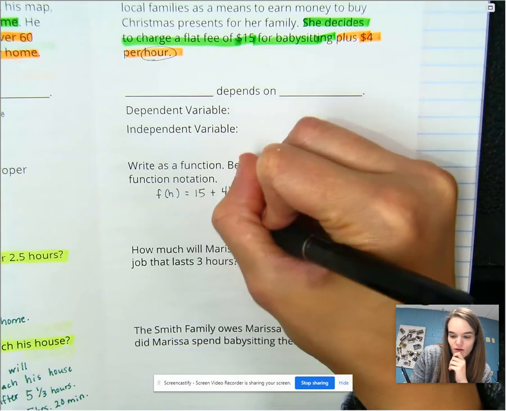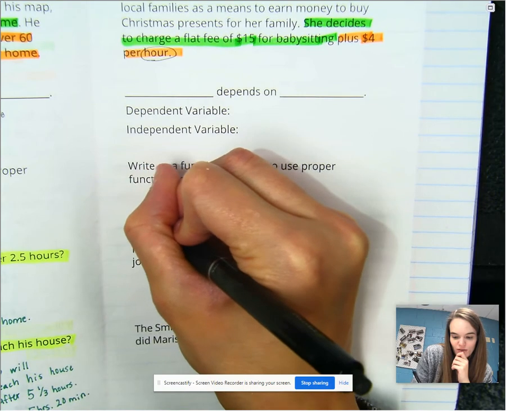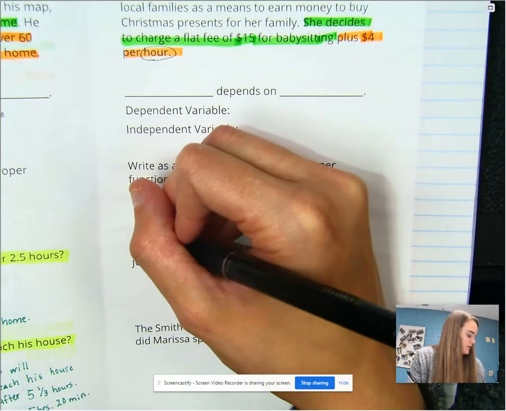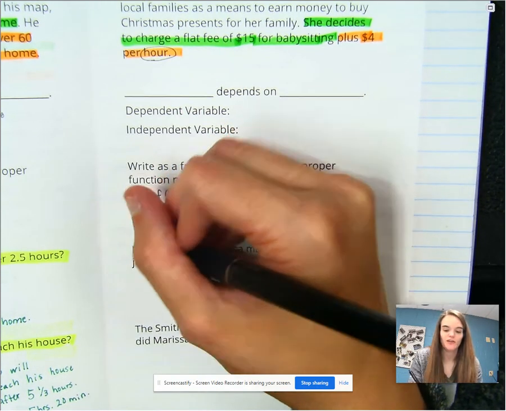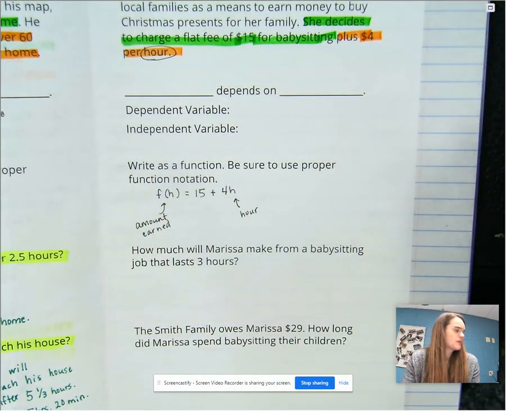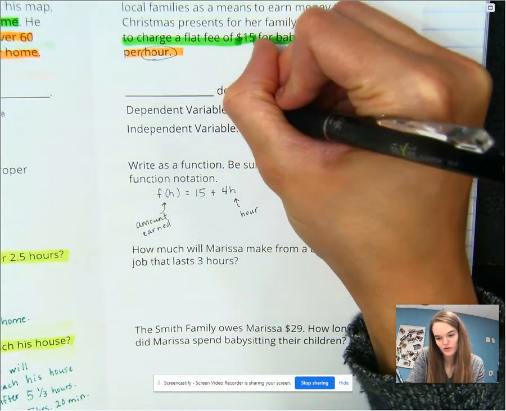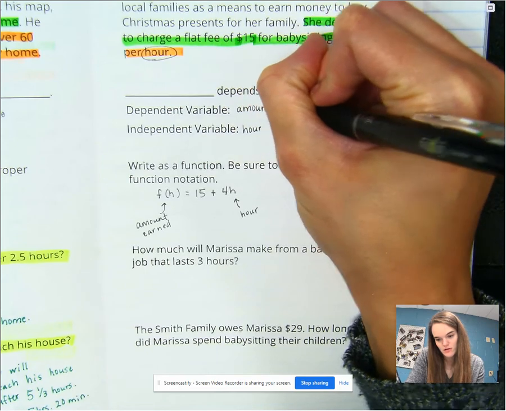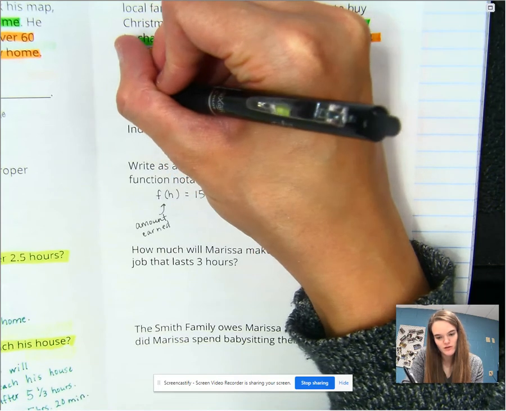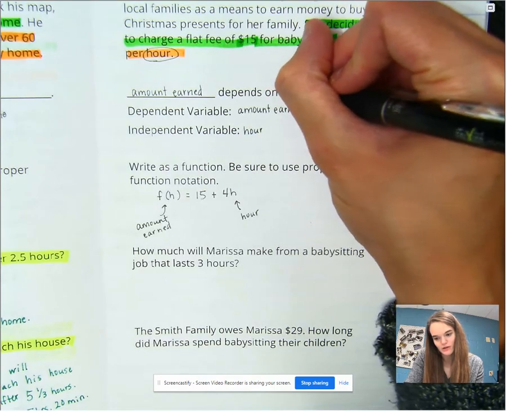H stands for hour, f of h is the amount earned. I don't know how I want to say that, I don't want to say amount she makes, let's call it earned, amount earned. Okay, so that means the independent variable is the hour. The dependent is the amount earned. The amount earned depends on the hour.